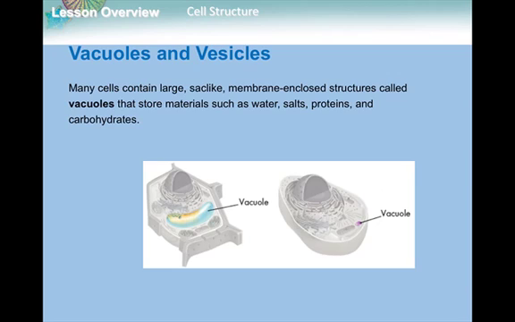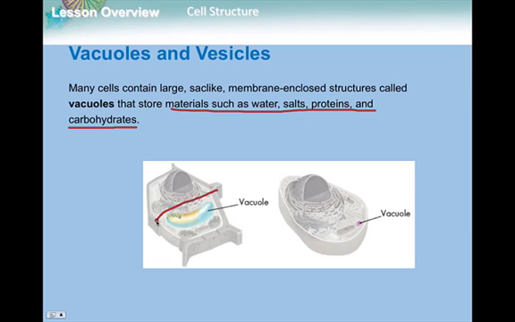The next organelle we're going to look at are vacuoles and vesicles. Sometimes you'll find vacuoles in single-celled organisms, especially paramecium, where you have a contractile vacuole that will help regulate its amount of water. But for the most part, vacuoles are big storage bins. And so what they'll do is they'll store materials such as water, salts, proteins, and carbohydrates.